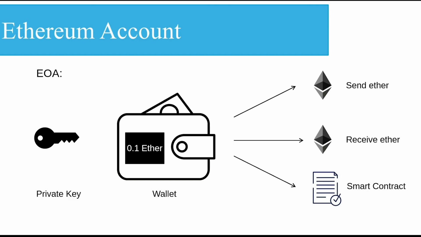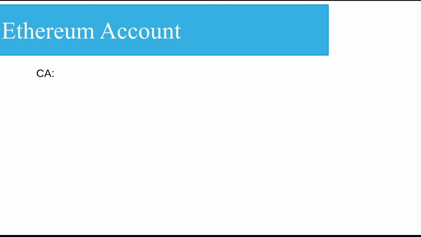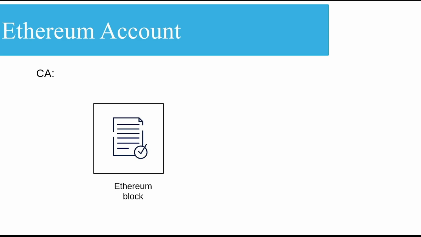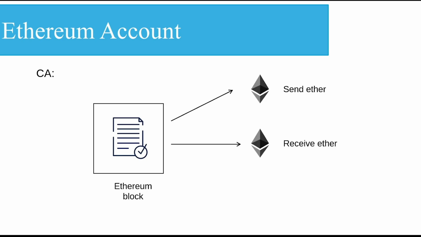So now let's see what a contract account is. A contract account is created whenever we deploy a smart contract on our Ethereum blockchain. So whenever we deploy our smart contract on our Ethereum blockchain, a contract account is created. And with the help of this contract account, again, we can send Ether, receive Ether, and interact with other smart contracts. So this is the power of a contract account.